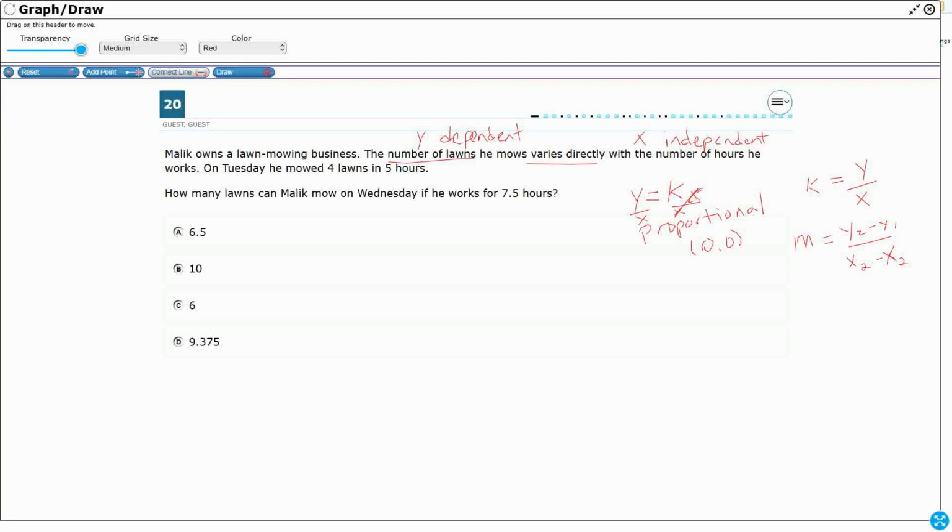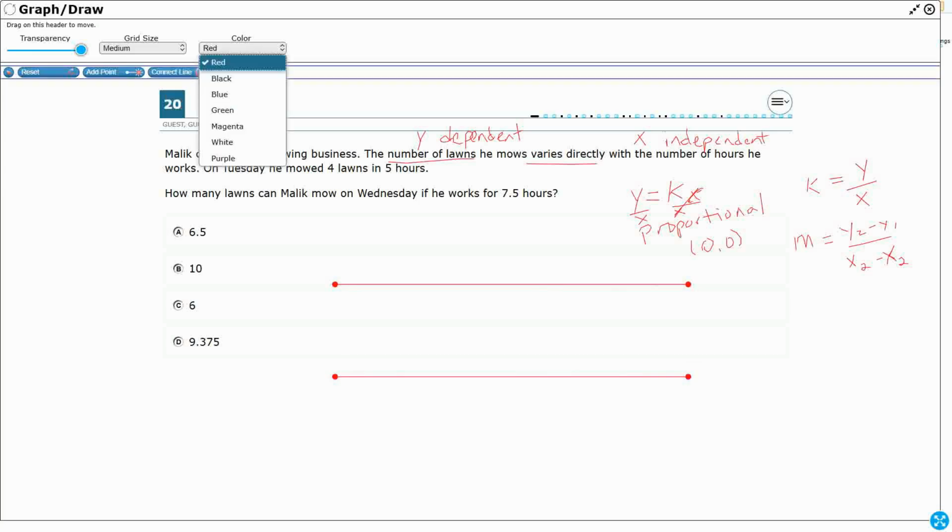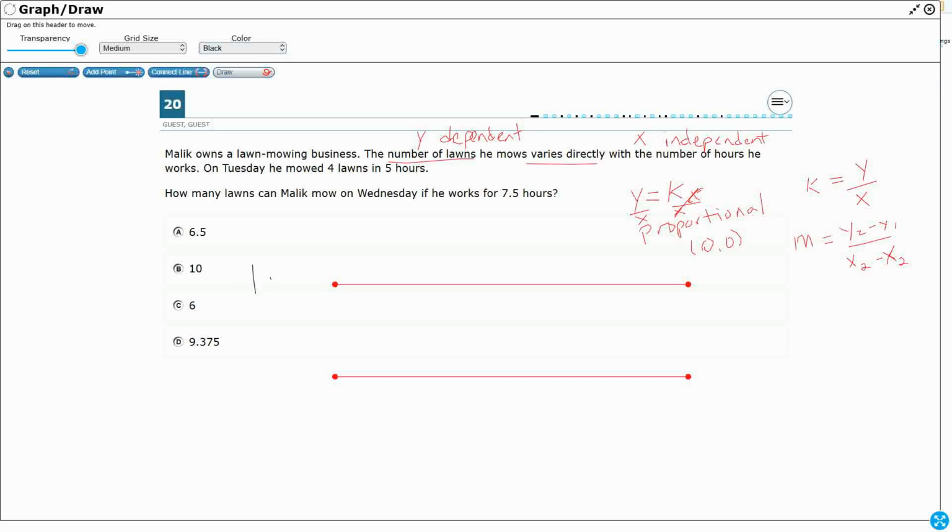So what we could do here, let's go ahead and make a double number line just to keep our relationship organized. And let's see, what do we have so far? We know that he can do 4 lawns in 5 hours. So I'm going to put my lawns right up here, so that varies directly with the number of hours. I'll say 4 lawns, 5 hours. Now, I'm trying to get up to 7.5 hours. If I get up to 7.5 hours, how many lawns will it take me?